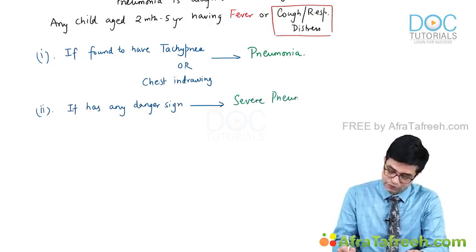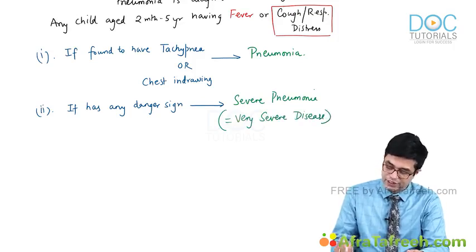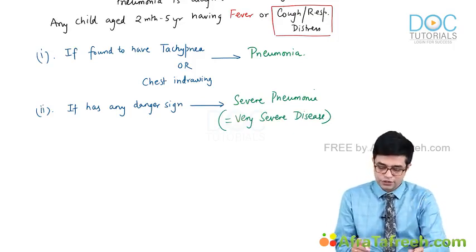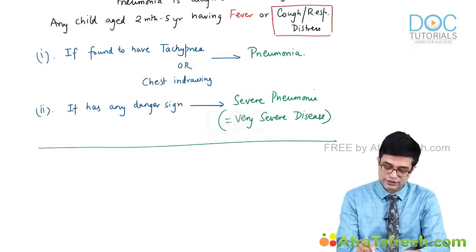Remember that severe pneumonia is also called very severe disease. There is no such thing as very severe pneumonia. Severe pneumonia and very severe disease, we have only two categories. This is how you make the diagnosis of pneumonia. So, what are the things that you should remember from an entrance point of view?